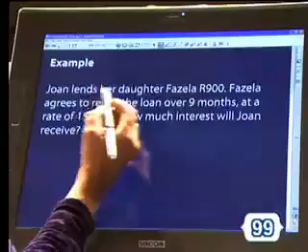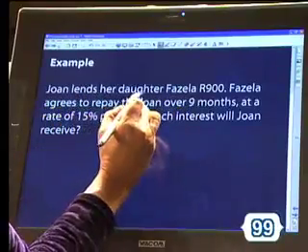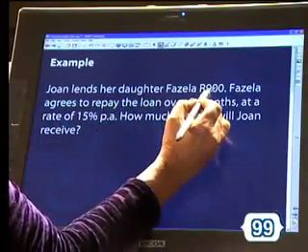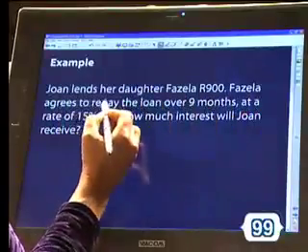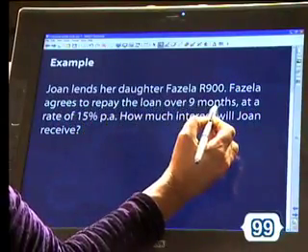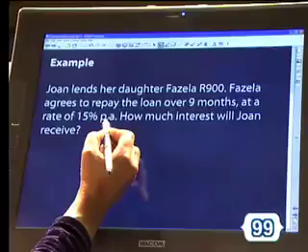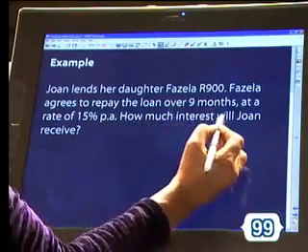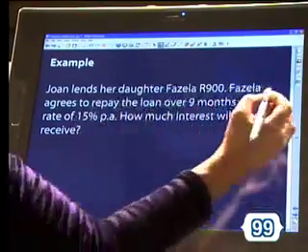Okay, moving on to the next example then, which is also on simple interest. Now we are going to be looking at page 100, and the example is about Joan. It says, Joan lends her daughter Fazella 900 rand. Fazella agrees to repay the loan over 9 months at a rate of 15% per annum. How much interest will Joan receive?